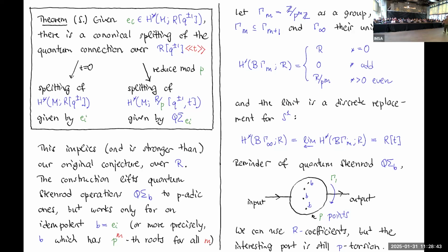So the cohomology of this infinite discrete group, Gamma infinity, where the group itself is the direct limit of these inclusions, is the inverse limit of the cohomologies. There's no lim^1 or other things you have to worry about in this context. So if you take the inverse limit, you get the inverse limit of R mod p^n, and so you get R[[T]].